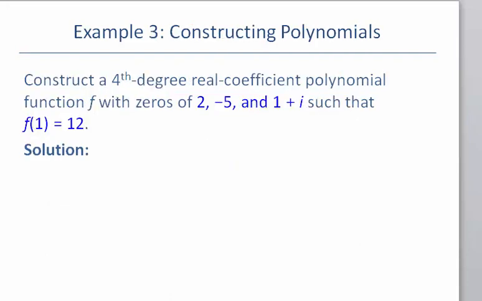Okay, our last example asked me to construct a 4th degree real coefficient polynomial with zeros of 2, negative 5, and 1 plus i, such that f of 1 is equal to 12. So they're giving me the zeros and they're asking me to set up the polynomial. So this is fairly easy. We can do a factor for the 2. We can do a factor for the 5. Remember, you're doing opposites, so x minus 2, x plus 5. And then we can do what we just did. We can say x minus, and we can do 1 plus i.